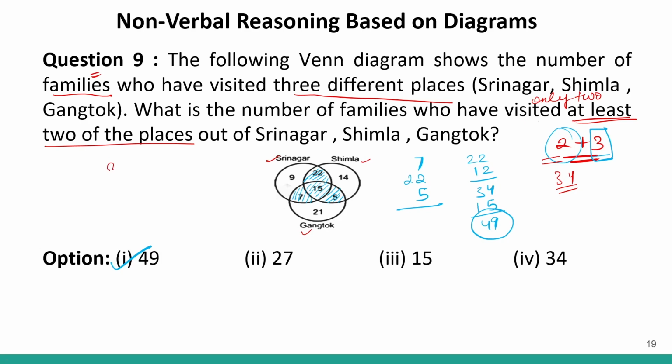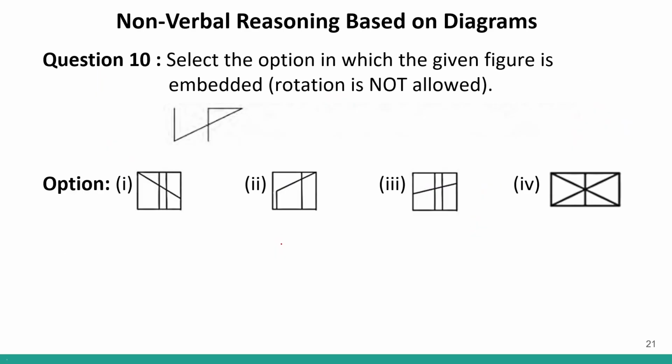Now, if the question asked at most 2, so at most 2 means people who have visited 1 place and people who have visited 2 places. So you have to pay attention to the word at most, at least or only. This makes a difference. So these words have to be carefully seen. So the correct answer will be option number 4, 49. Now, question number 10. Question number 10 is an embedded figure question.